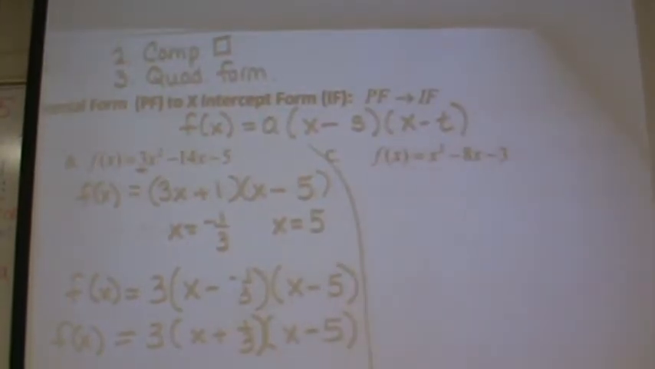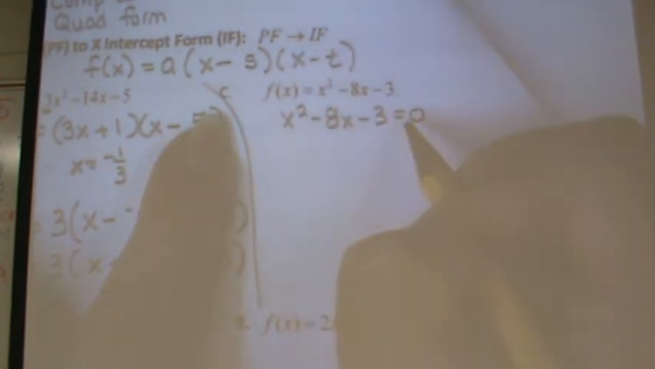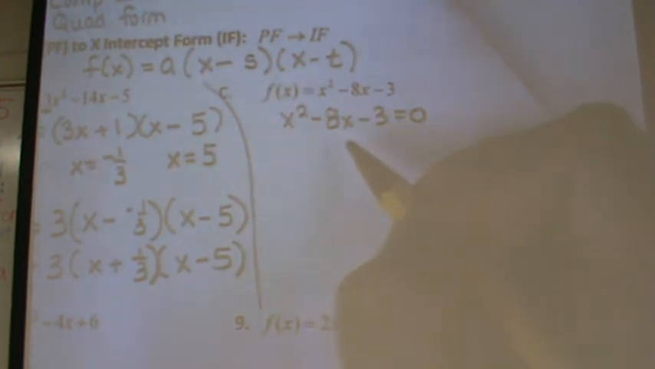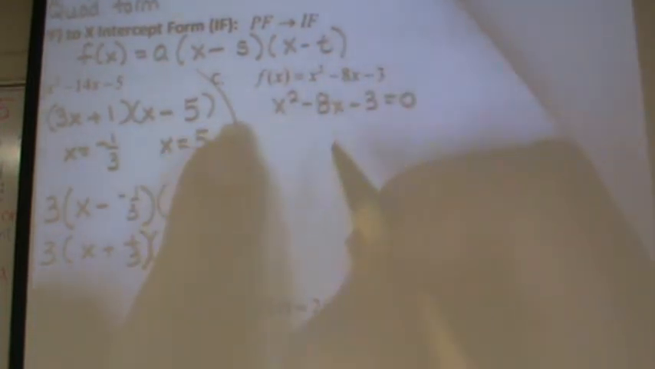I think for this one, the easiest method is completing the square. So if we plug a 0 in here, x squared minus 8x minus 3 equals 0. Why do I choose to complete the square? Because this is an even number. When the middle term is even, it's complete the square for me, because it's easy to do. Watch how easy it is. Add 3 to the other side.